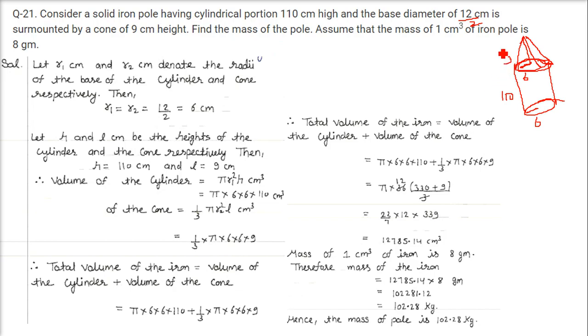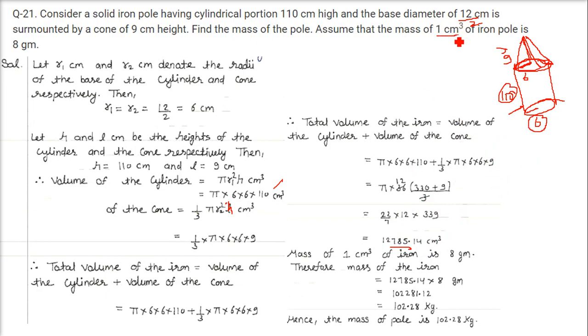So what we will do, we'll take the volume of this cone, we'll take the volume of this cylinder, and we'll just add them. The volume of the cylinder is π r² h, so π into 6² into h, that is 110. The volume of the cone is 1/3 π r² h, so 1/3 π, 6² into the known height. Just add them, and this is going to be the total volume of the iron. You compute 127855.14. This is the total volume.